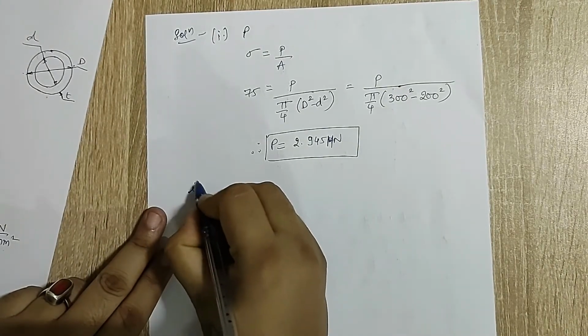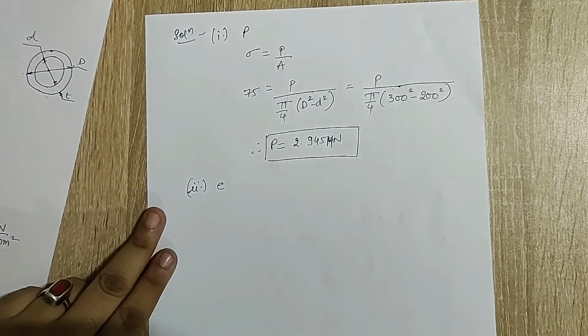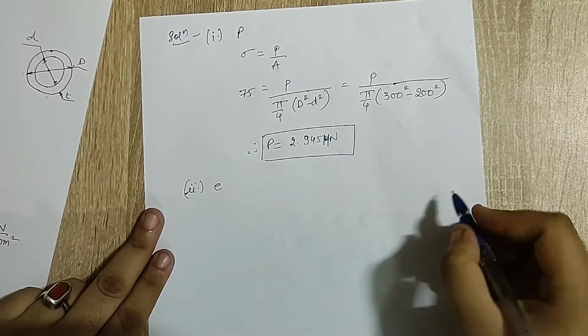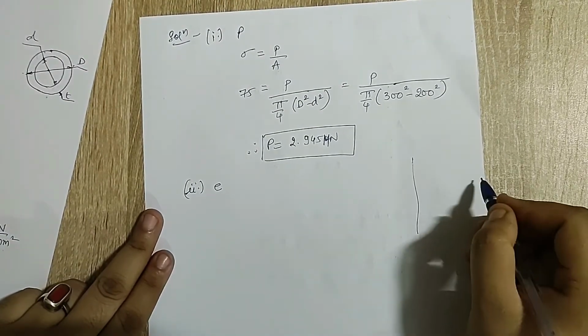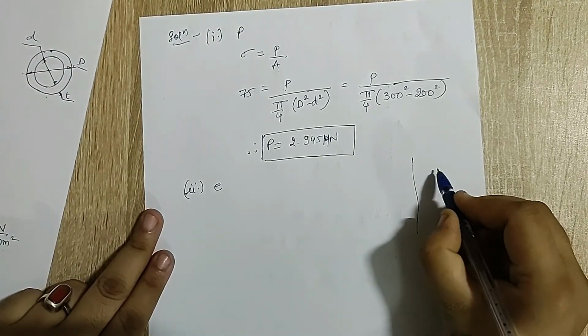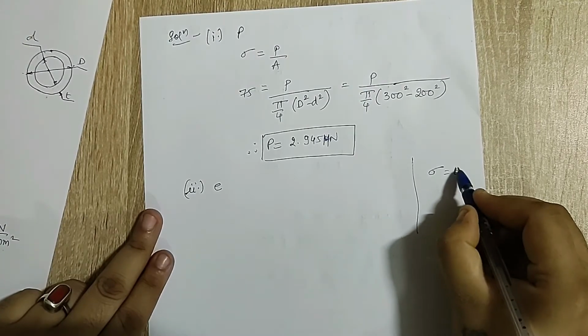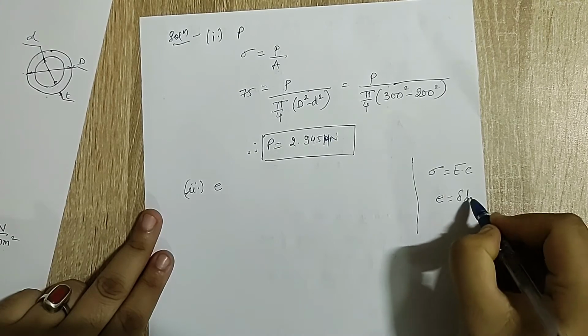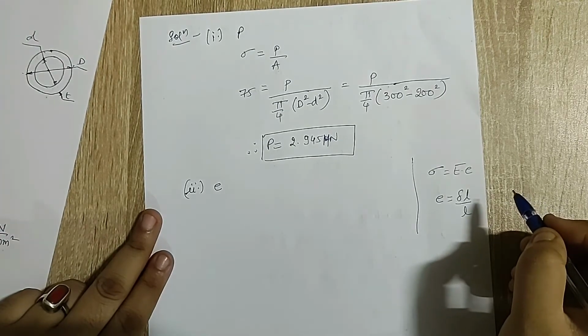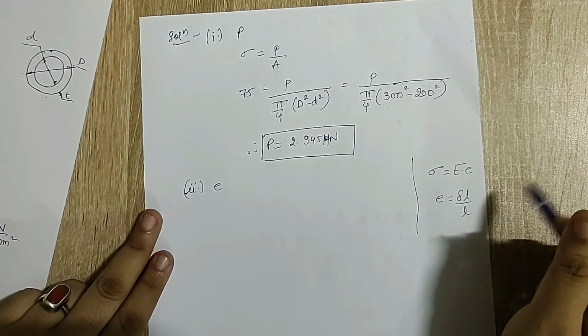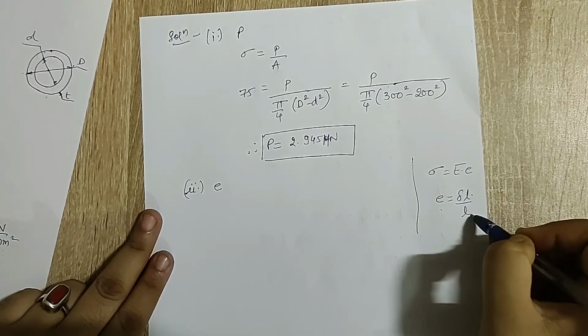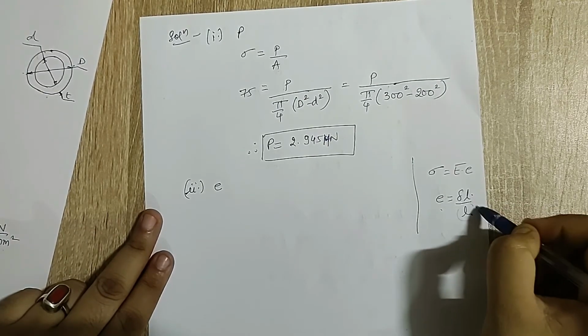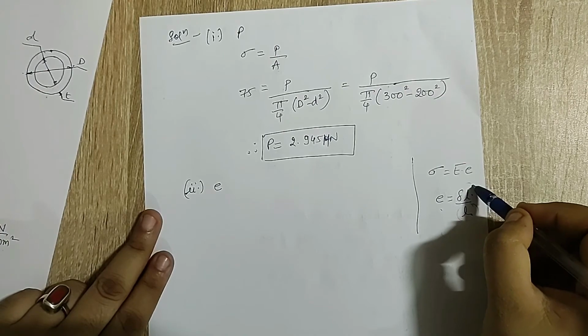When I have to calculate the second thing, which is the value of small e, there are two formulas of small e that I know as of now. Sigma is equal to capital E into small e, and small e also is delta L by L. So these are the two formulas that I know. I have just written them in the rough. Now small e is delta L by L. This I cannot use because I know the length, but I do not know the value of delta L.